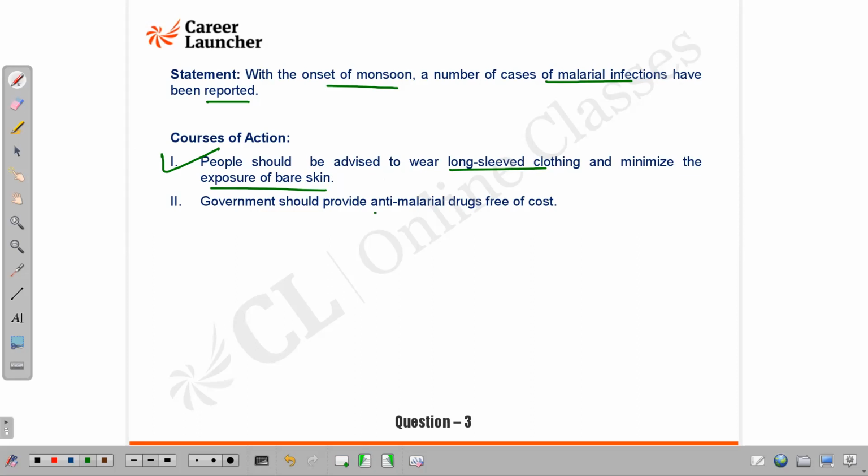Government should provide anti-malarial drugs free of cost. But see, even providing anti-malarial drugs is not going to decrease the number of cases. It's going to cure the people. And plus, are people dying? Is this a dire situation? No. So free of cost becomes an alarming situation. So not excessive generosity. However, A seems to be fine. Therefore, the option is going to be the first one, that is A.